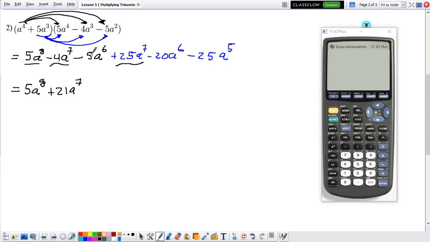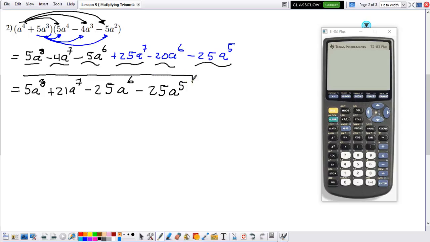Notice here that we have an a to the 6, we have an a to the 6. You combine them here. Negative 5 minus 20. So now it's going to give us negative 25, a to the 6. Notice here, a to the 5th. There's nothing to combine it with. So we're just going to bring it down. And this is our final answer.